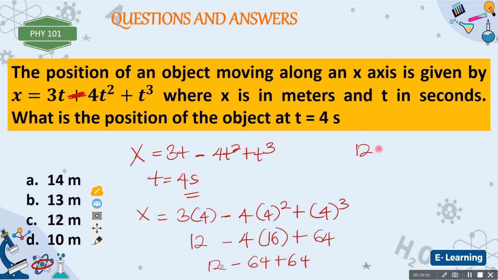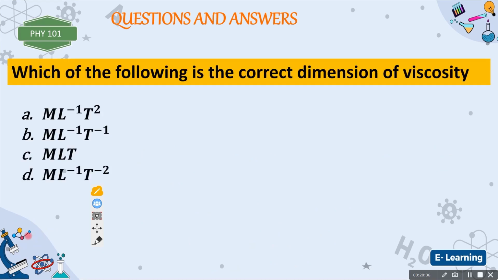Here we have 12 plus 0, because minus 64 plus 64 will give us 0, which gives us 12 meters. So the correct answer to this question is 12 meters. Is that okay? Now, this was the answer for the position. If they say you should find the velocity, you have to differentiate the displacement with respect to time. If they say find the acceleration, you have to differentiate the velocity with respect to time, and the opposite of it will be integration. All right, so that is that.